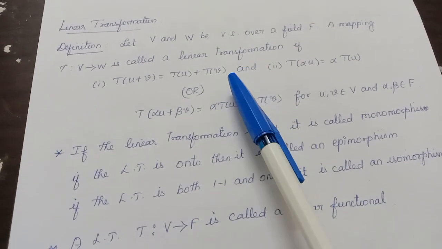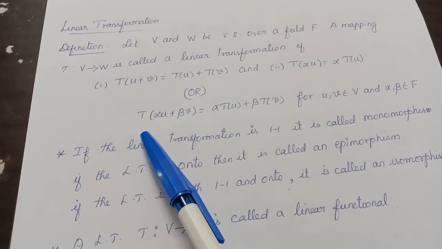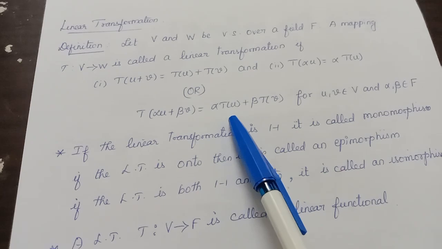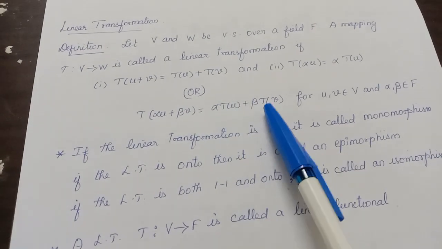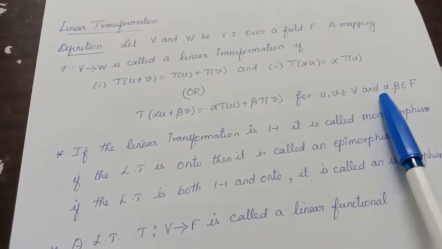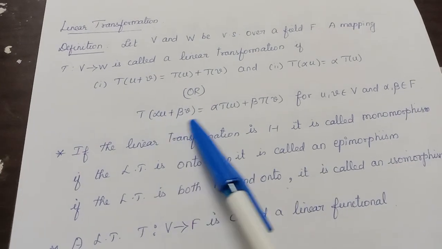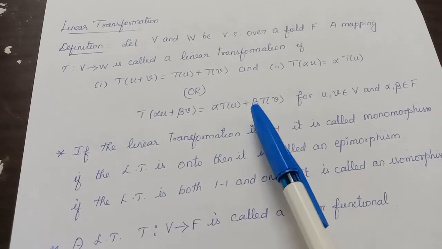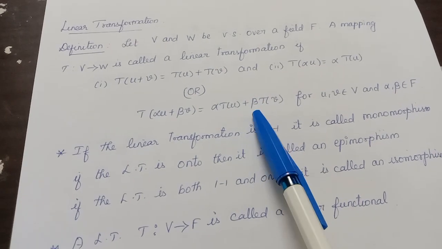Instead of having these two conditions, we can check whether T of alpha U plus beta V is equal to alpha into T of U plus beta into T of V, where U and V are vectors from the vector space V and alpha, beta are scalars from the field F. If this condition is satisfied, then the given mapping is a linear transformation.